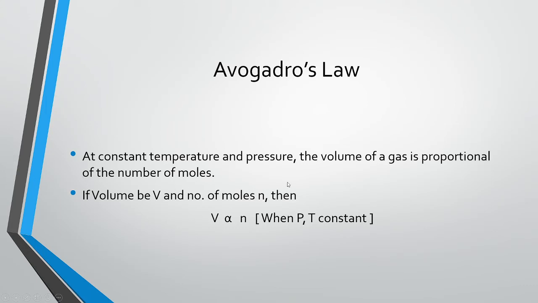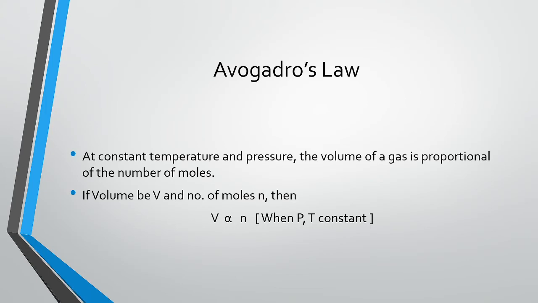moles. Here we can see that a new term is coming, that is number of moles. So when will the number of moles be directly proportional to the volume? When pressure and temperature are constant, then the volume will be proportional to the number of moles. If the number of moles increases, then volume will also increase. If the number of moles decreases, volume will also decrease. So this is the verdict of Avogadro's law.